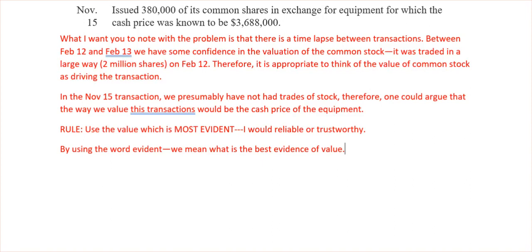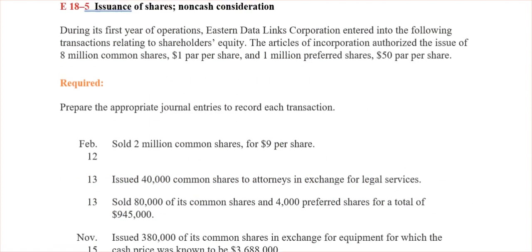The rule, according to GAAP, is to use the value which is most evident, and I would say that's reliable or trustworthy. And when they use the word evident, you go back to the Latin and to the root of the word. They're really talking about what is the best evidence. What's the best evidence of value in this? Is it the value of the debit or is it the value of the credit? And the credit would be the value of that stock.